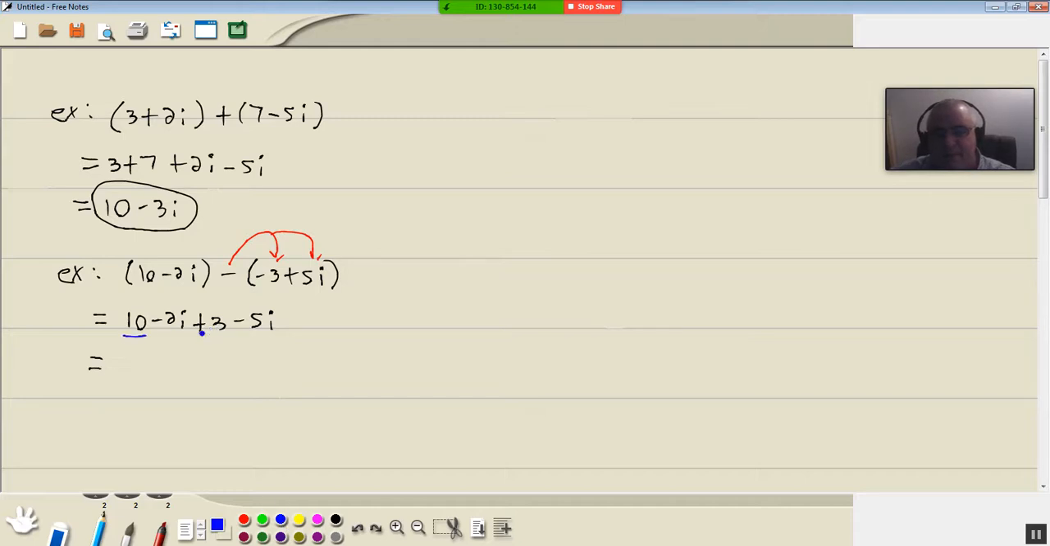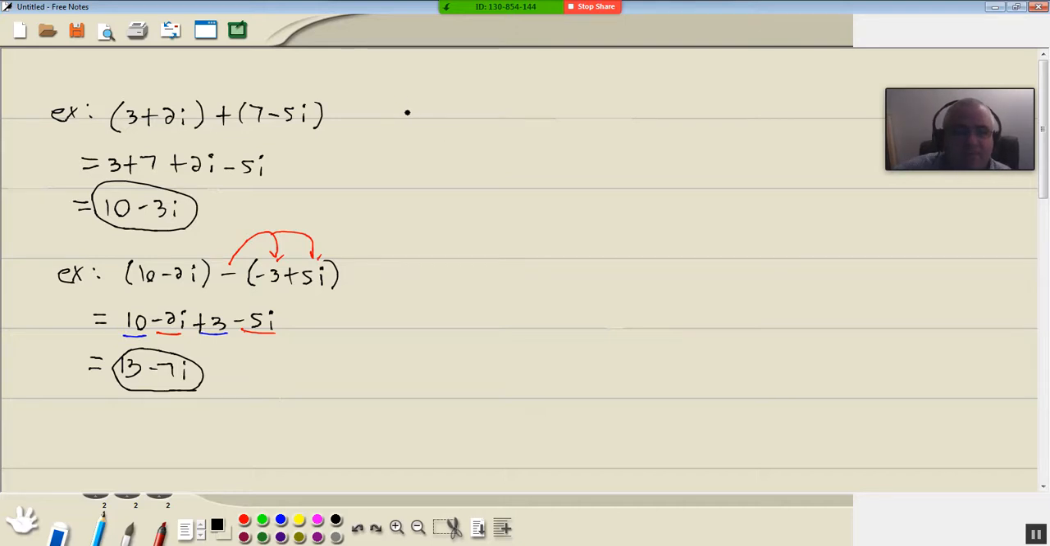And then we're going to combine together numbers. We've got 10 plus 3, which gives us 13. And we're going to combine the i's. -2i and -5i gives us -7i. And those will be our answers.